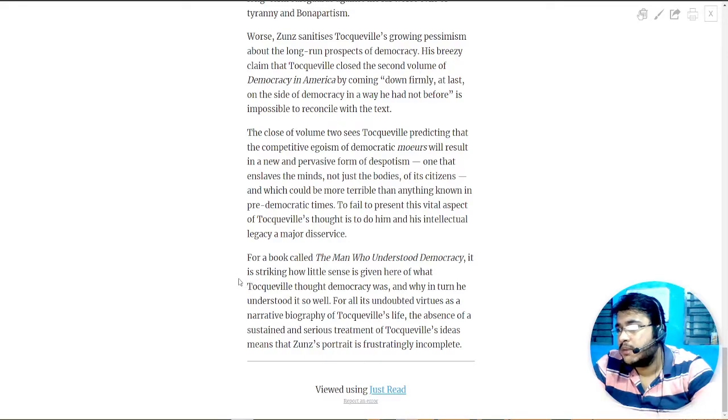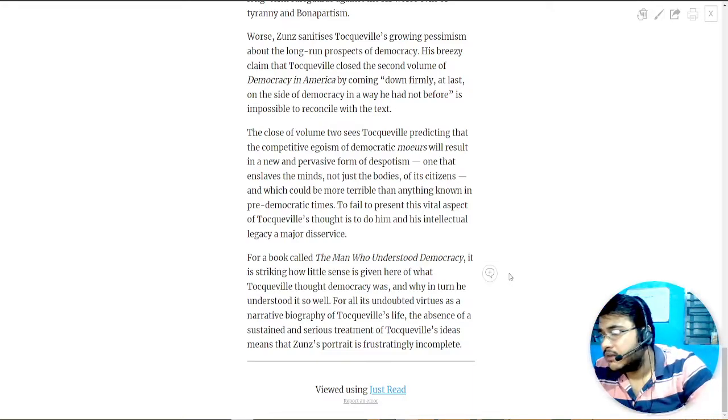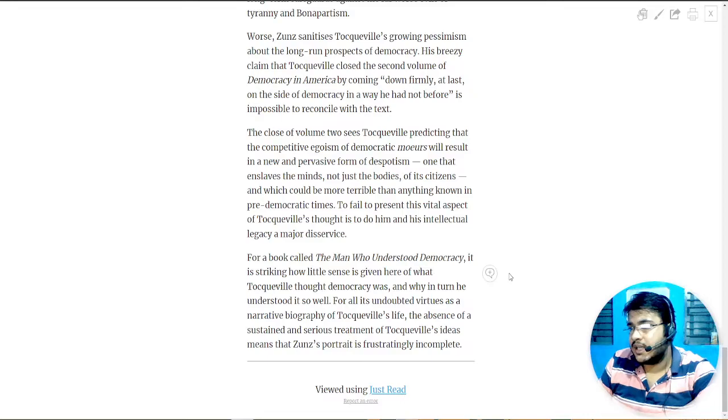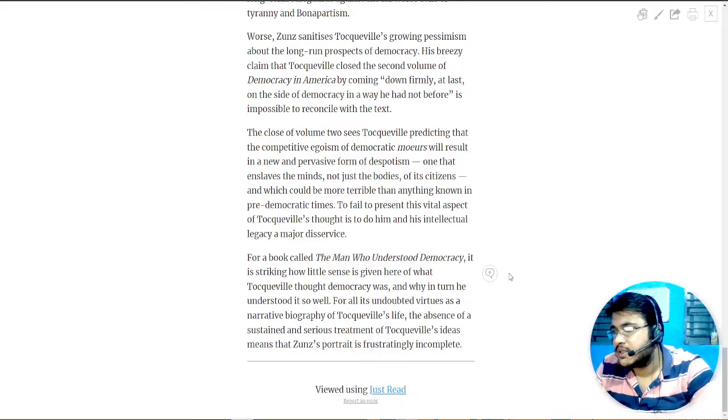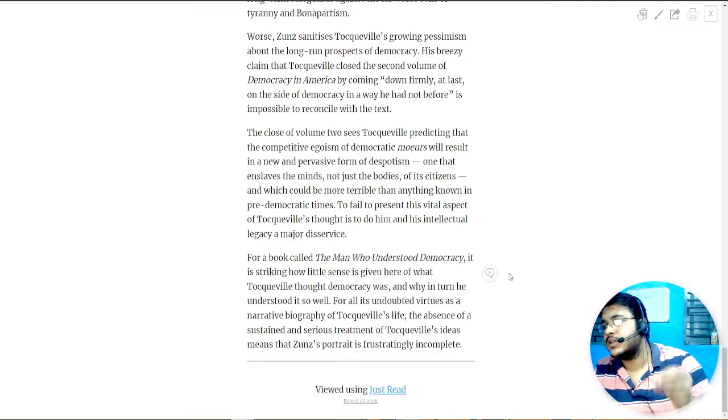For a book called The Man Who Understood Democracy, it is striking how little sense is given here of what Tocqueville thought of democracy was and why in turn he understood it so well. For all its undoubted virtues as a narrative biography of Tocqueville's life, the absence of a sustained and serious treatment of Tocqueville's ideas means Zunz's portrait is frustratingly incomplete.